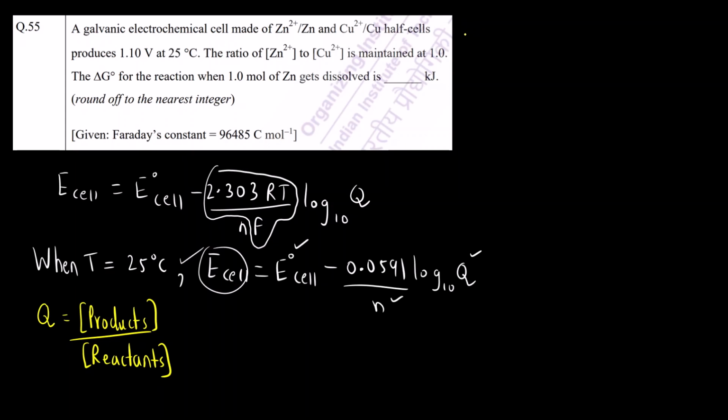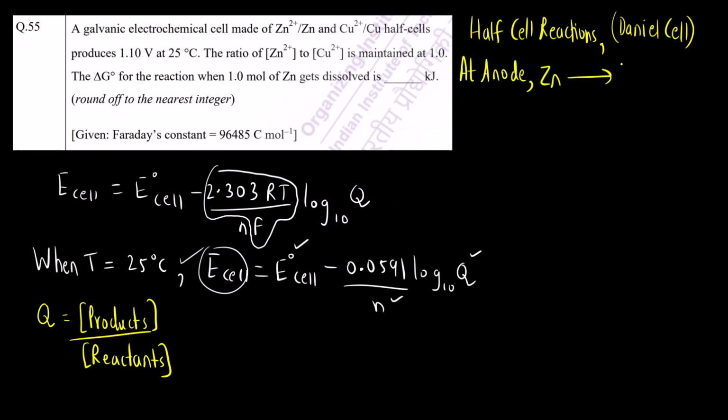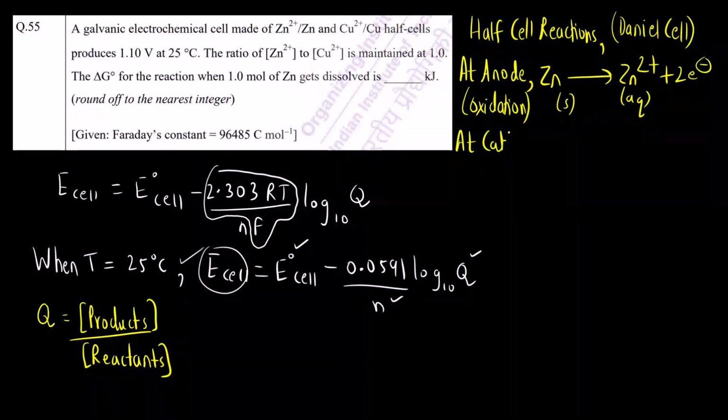Okay, so for that, what do we have to write down? We have to write down the half cell reactions. For finding out the value of Q, we have to find out the half cell reactions. So which cell is this that is given? That is a Daniell cell. And in a Daniell cell, we know that at the anode, zinc undergoes oxidation. So Zn undergoes oxidation to form Zn2+ and it loses 2 electrons. This is loss of electrons, so it is oxidation. And at the cathode, what happens? Reduction takes place.